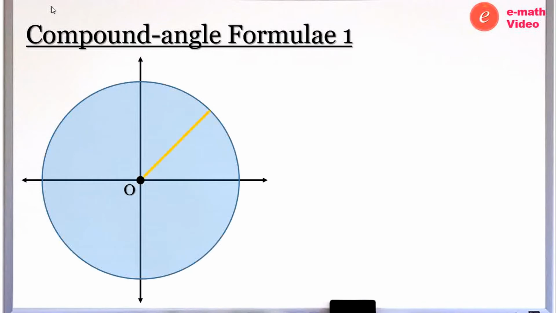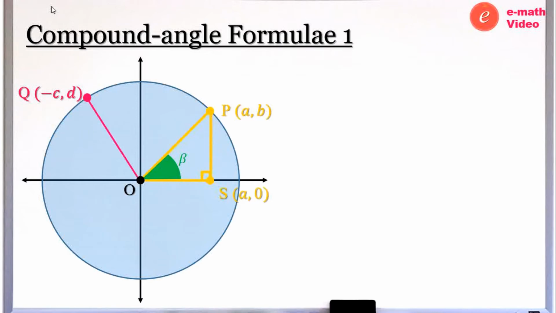First, draw a line from the origin, let this point be P, with coordinate A, B, connect it perpendicular to the x-axis, let this point be S, with coordinate A, 0. Now we have a right triangle. And I will label this green angle as beta. Now simply put another point on the circle. Let's call it Q with coordinate negative C, D. Connect it to the origin. This pink angle here is our alpha.